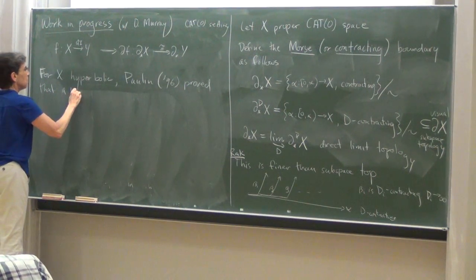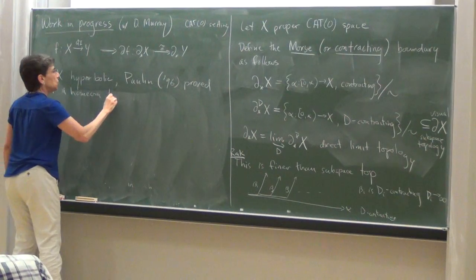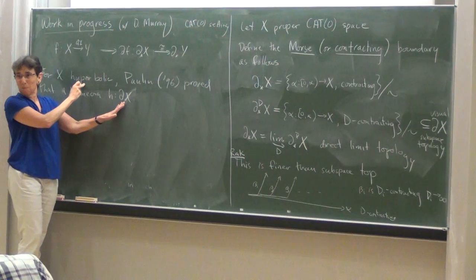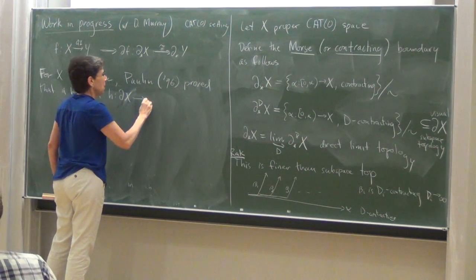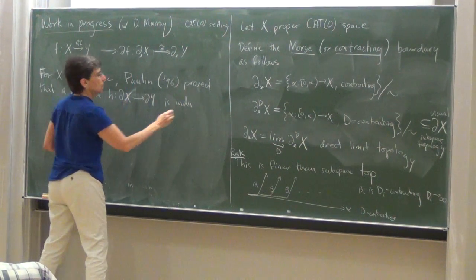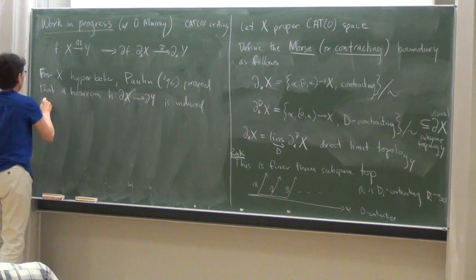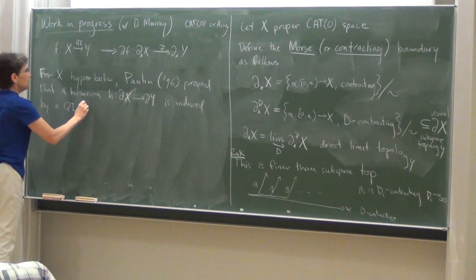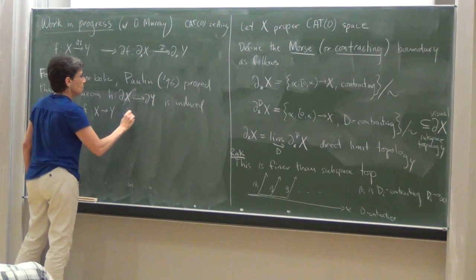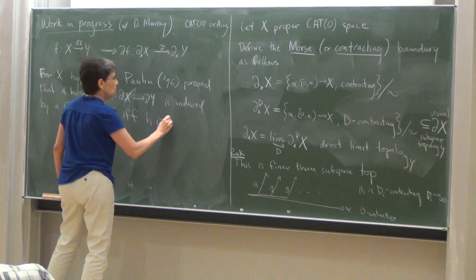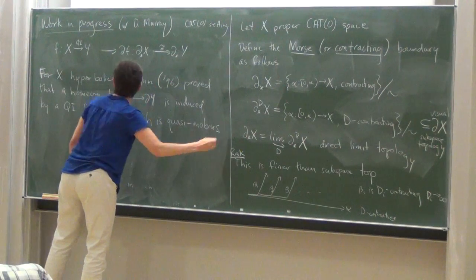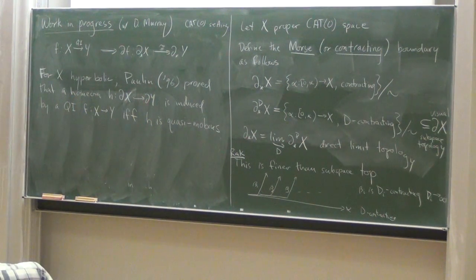a homeomorphism H from boundary X, sorry, where we don't need the star anymore because we're in the hyperbolic case, so ordinary boundary. Boundary X into boundary Y is induced by a quasi-isometry. H is what's called quasi-Möbius. And let's see if I have time to define that.